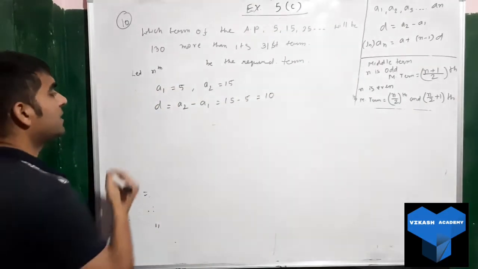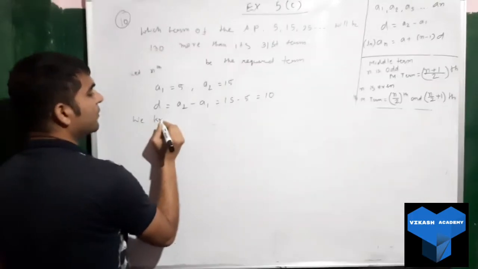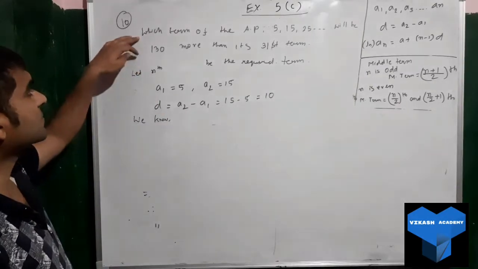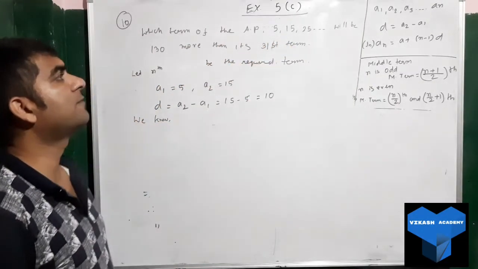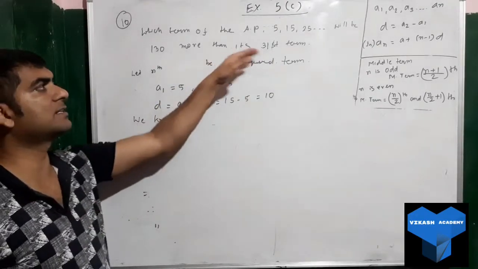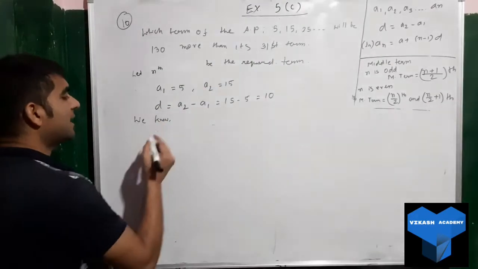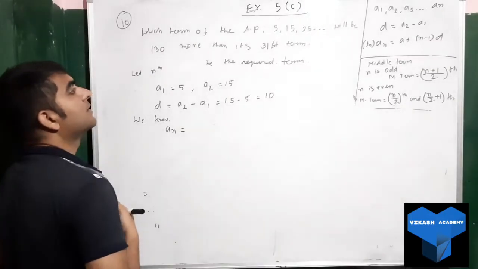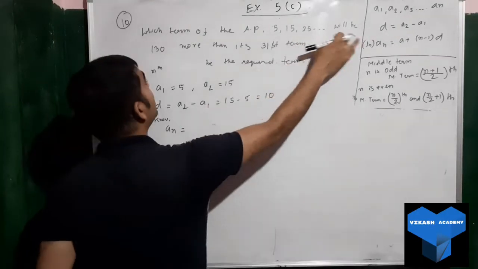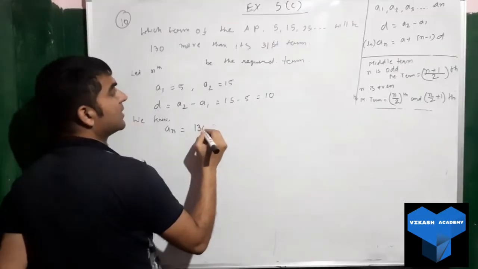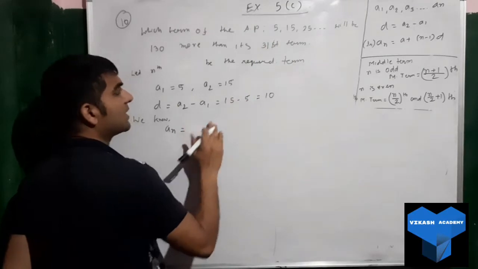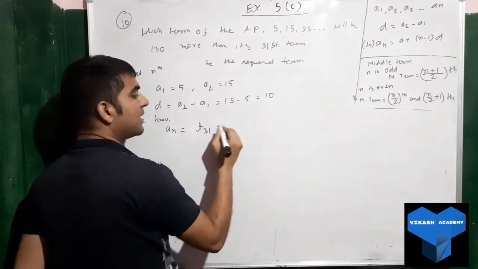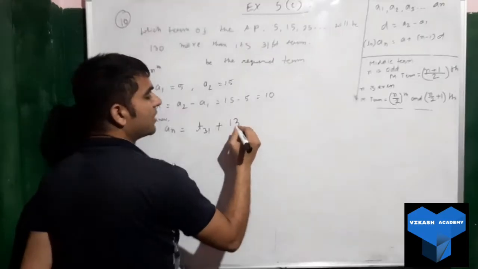Now from the question, what are they asking? Which term of the AP 5, 15, 25 will be 130 more than its 31st term. So we will use the AN formula. AN will be equal to 130 more than its 31st term, so A31 plus 130.